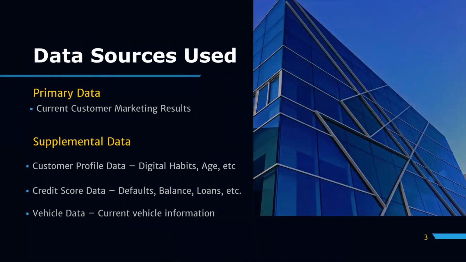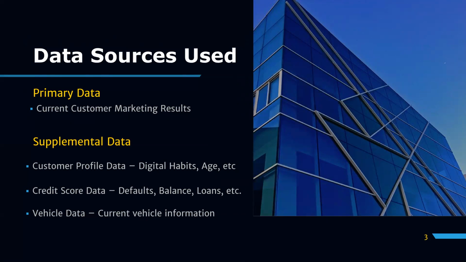The first data source, our primary data, was our current customer marketing results. This contained a number of different fields of previous marketing campaigns and obviously their results. We then took supplemental data such as customer profile data that included their digital habits, their age, things like that. We combined it with that primary data, so then we had a slightly larger data set. We then added in credit score data, which talked about whether they had loans, whether they had balances on their loans, whether they had defaulted on their loan before. Again, we joined that into that primary data and the other supplemental data.